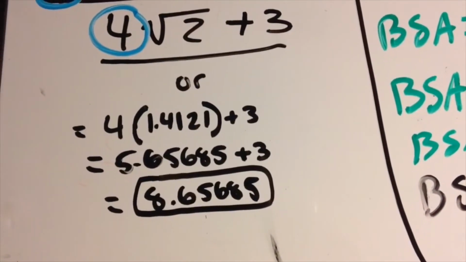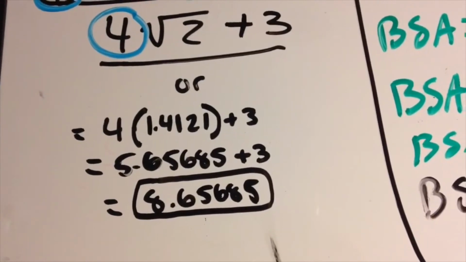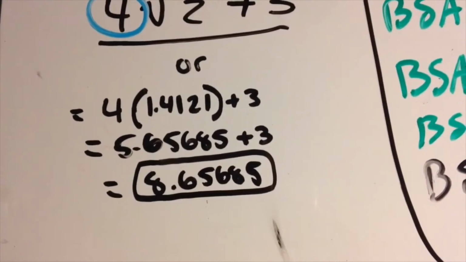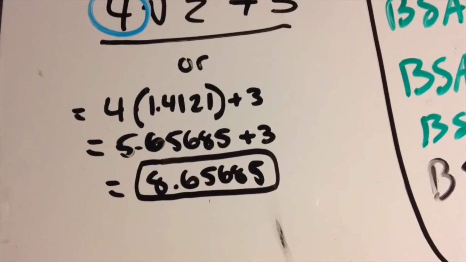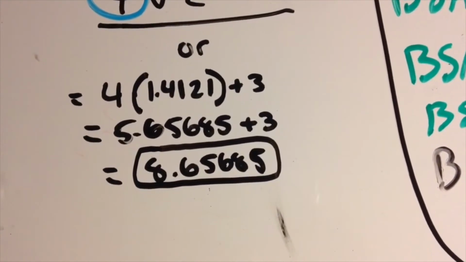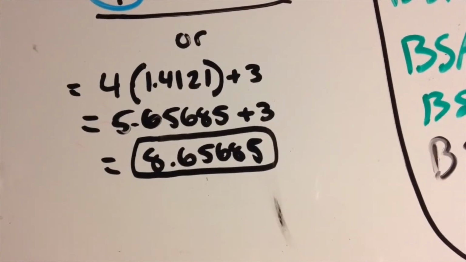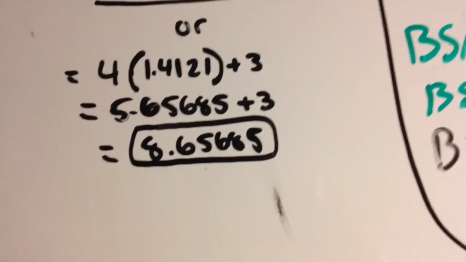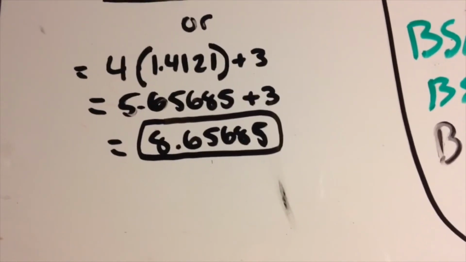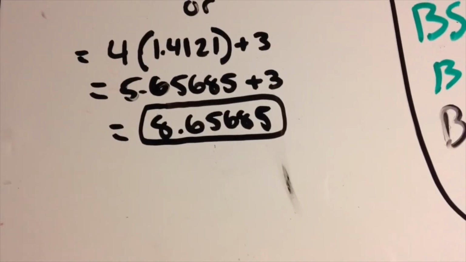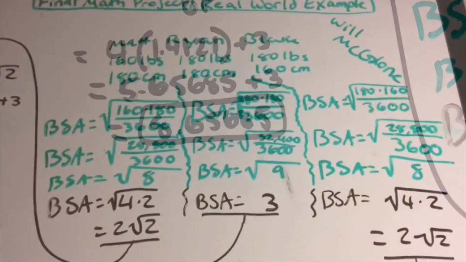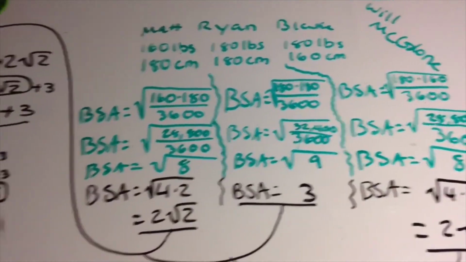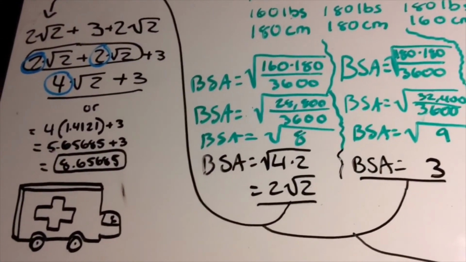Now if we wanted to be exact, we could say that the square root of 2 is approximately 1.4121. And then we could times that by 4 to get 5.65685, plus 3 to get their total combined BSAs of 8.65685. This has been our real-world example for adding and subtracting radical expressions.